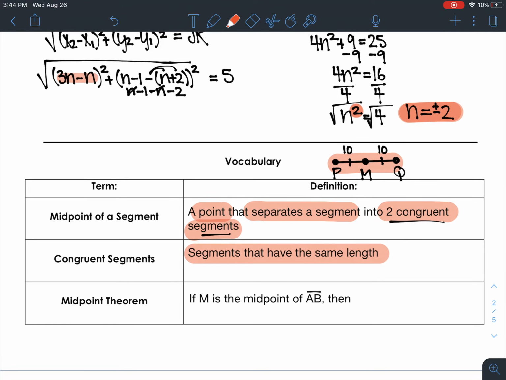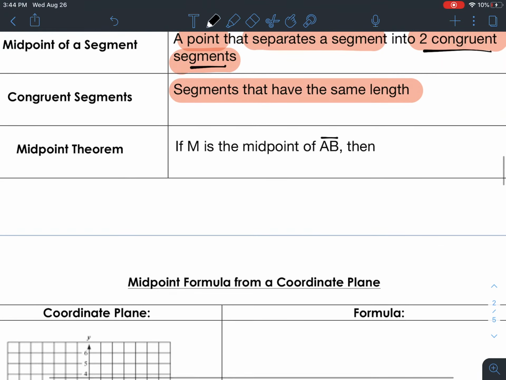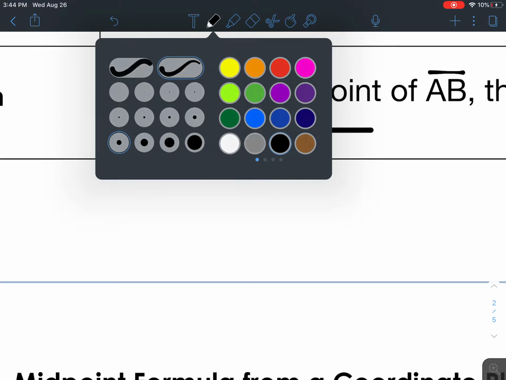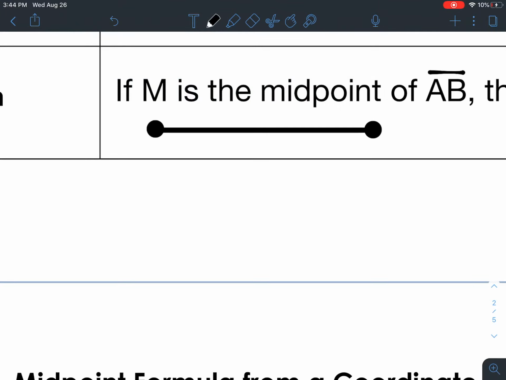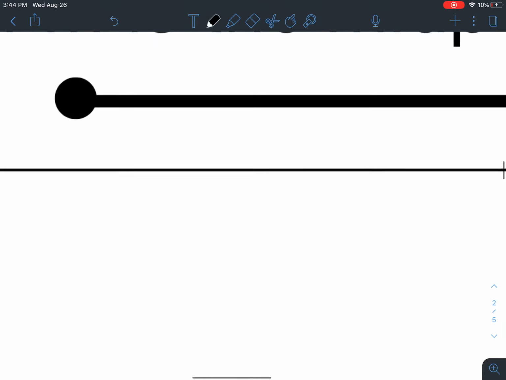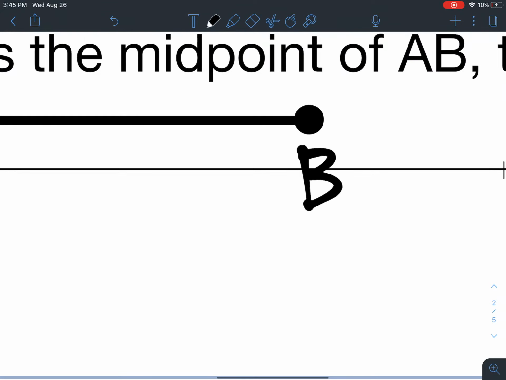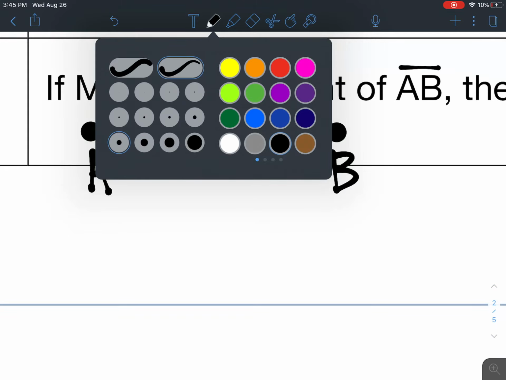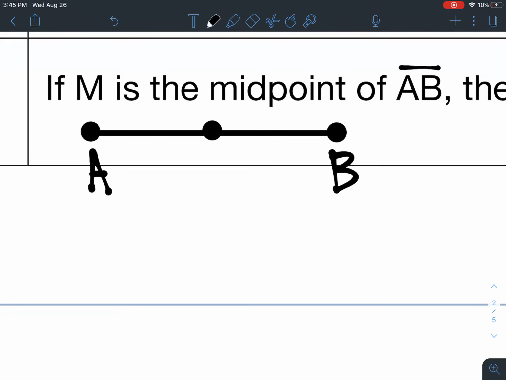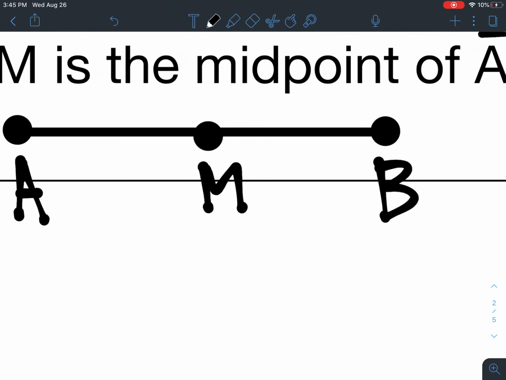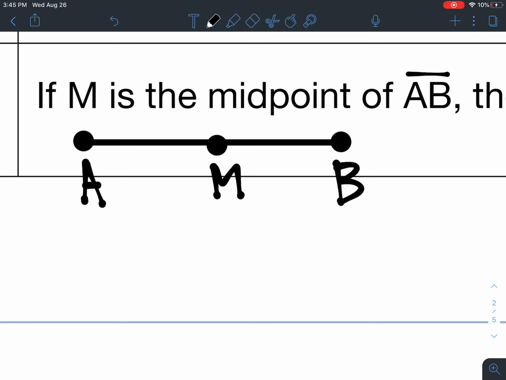Now, let's get this theorem so that we can apply it. Okay, so let's first draw a picture. So let's go ahead and draw it. We can draw it within that box if you have space. I know mine's a little bit tight. All right, but let's go ahead and draw a segment AB. And then let's go ahead and put point M, all right, in the middle. And so what this prompt is saying is that M is the midpoint of AB, all right?